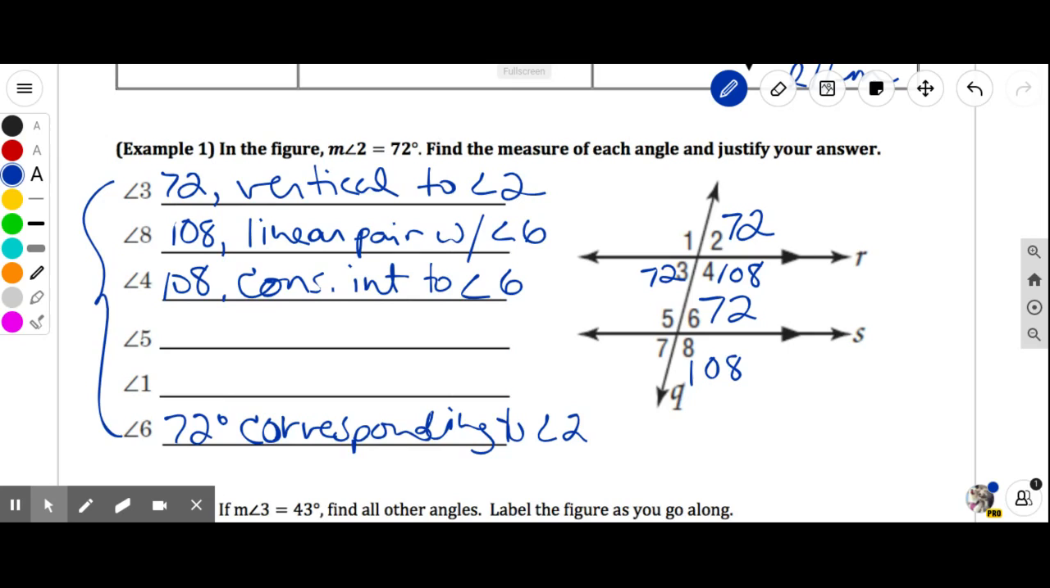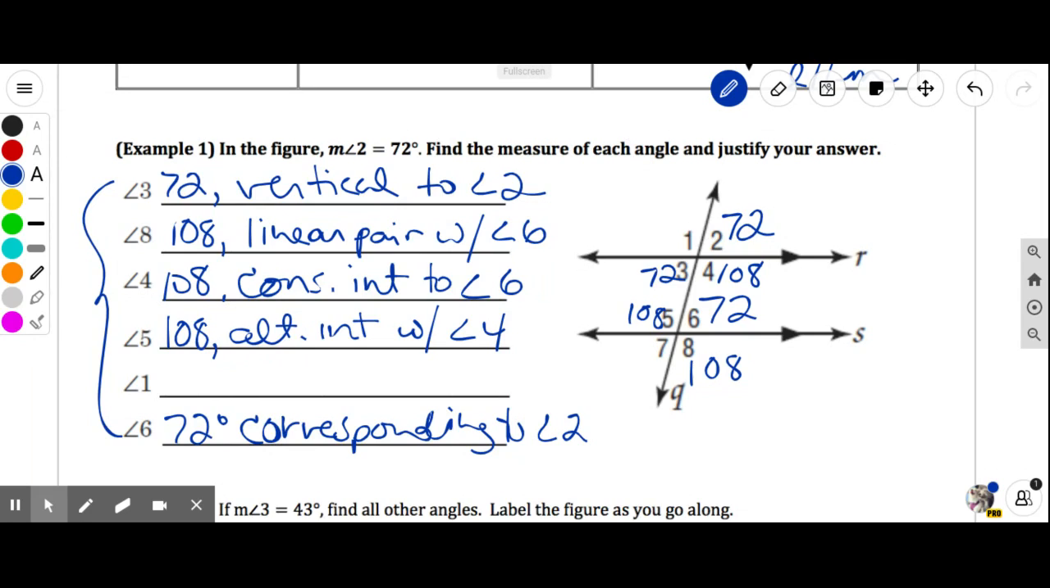Angle 5 would be 108, and you could either say vertical to 8, you could say linear pair with 6, you could say consecutive interior with 3. Alternate interior, I'll use that because I haven't used that yet. It's alternate interior with 4. So alternate interior with angle 4.